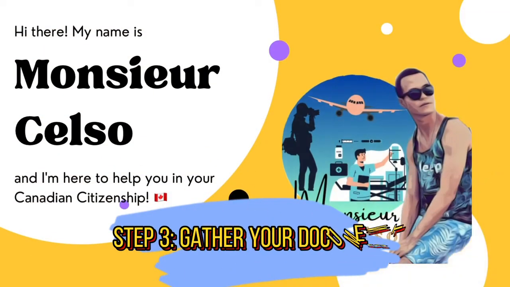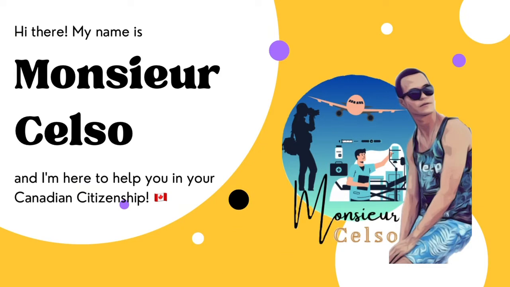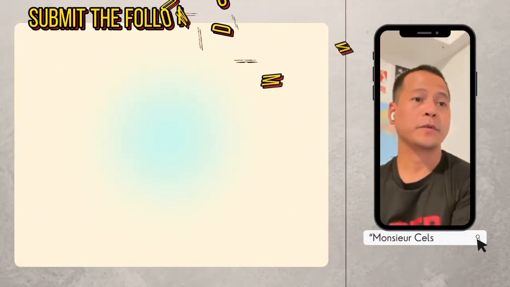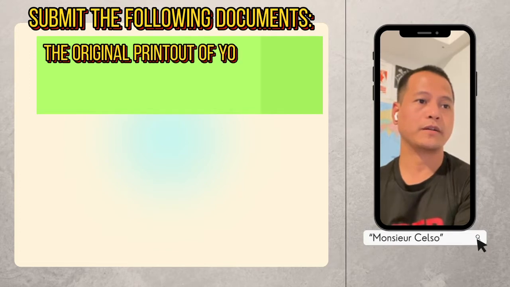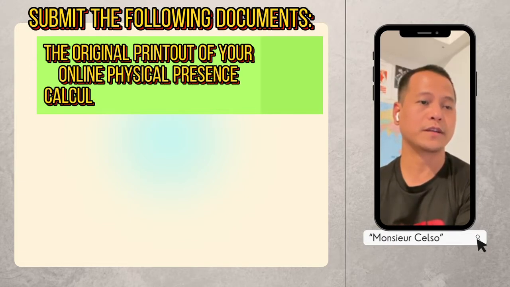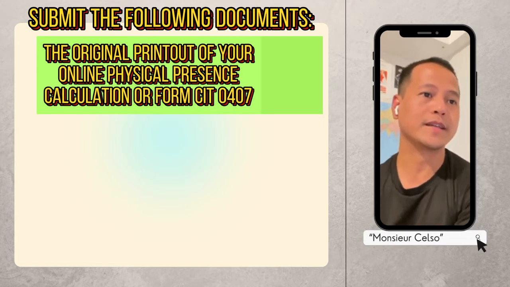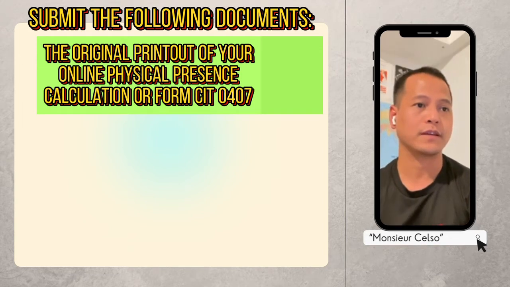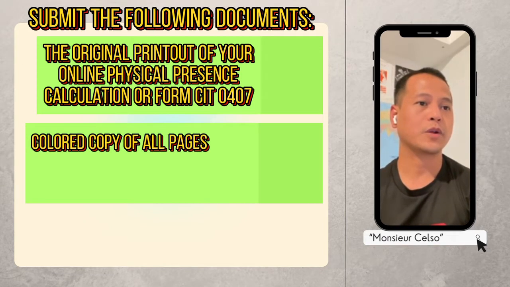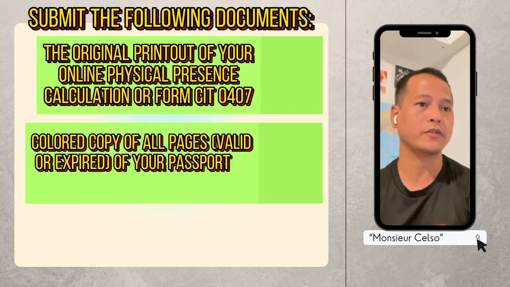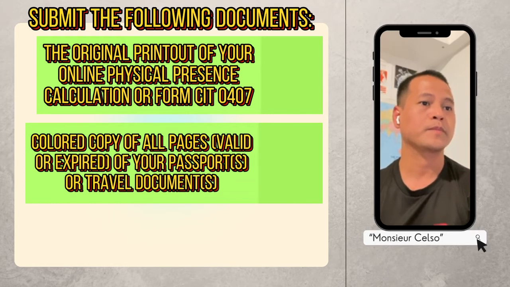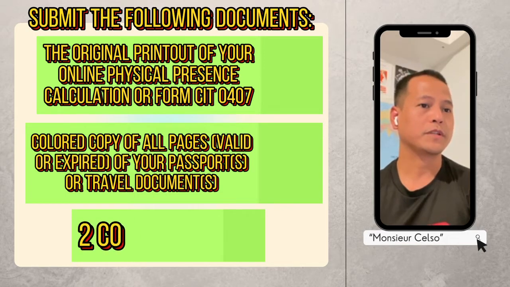Step 3. Gather your documents. Submit the following documents with your application. First, the original printout of your online physical presence calculation or Form CIT 0407. Second, color photocopy of all pages, valid or expired, of your passports or travel documents during your 5-year eligibility period. Third, photocopies of 2 pieces of personal identification.